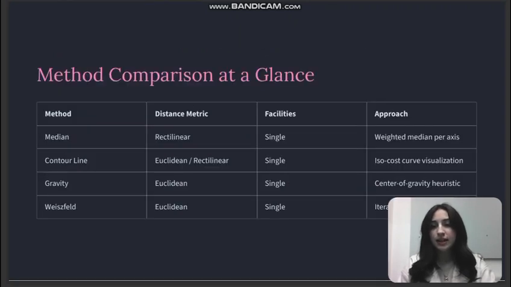Here you can see the comparison of these different methods. I mentioned median, and in the other videos we will mention the others. Here you can see their distance metrics can differ from one another, and their approach is the main difference among them.